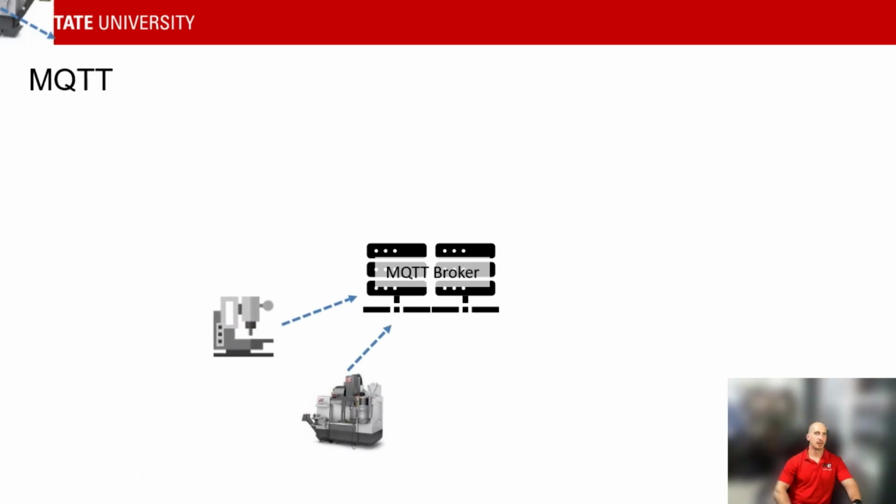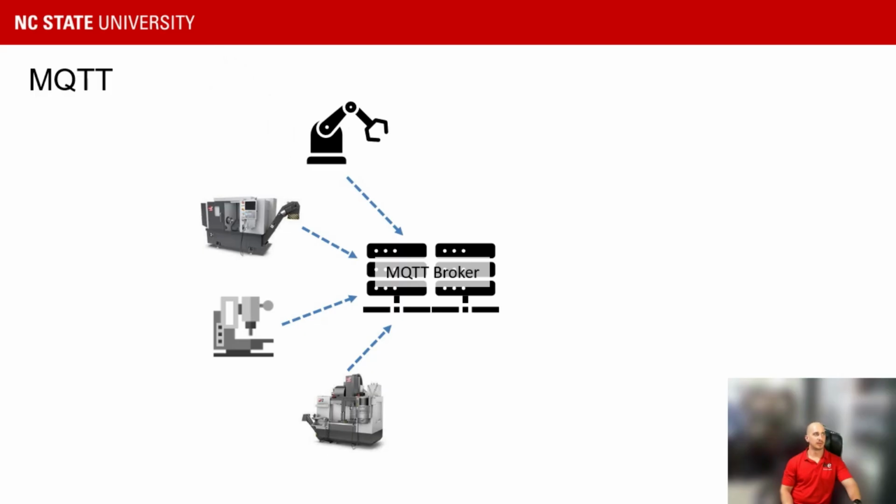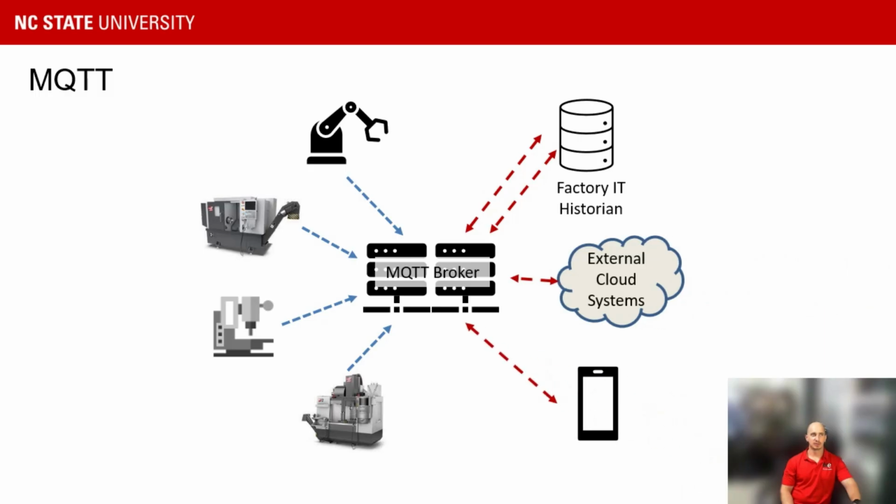In this scenario, we have multiple clients that are publishing data from CNC machines and robots. It can also have a client as a subscriber, where we have the factory IT historian. Then we can use external cloud systems or even mobile apps. IIoT enabled by MQTT utilizes the pub/sub architecture that secures devices from access through network ports.